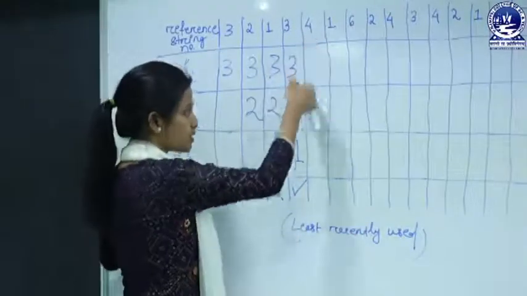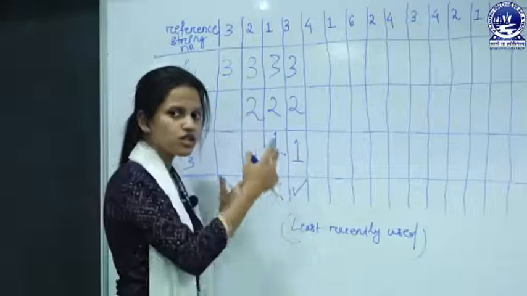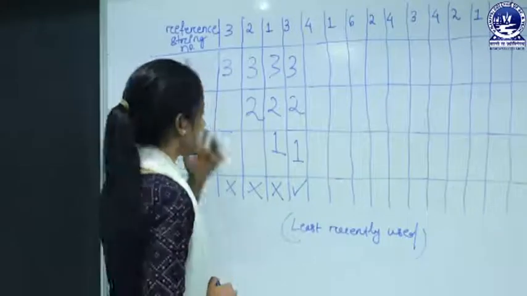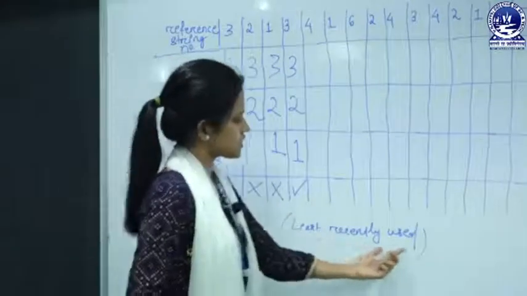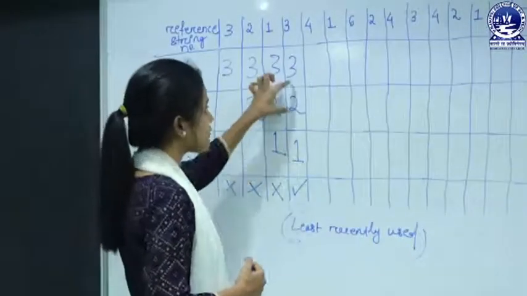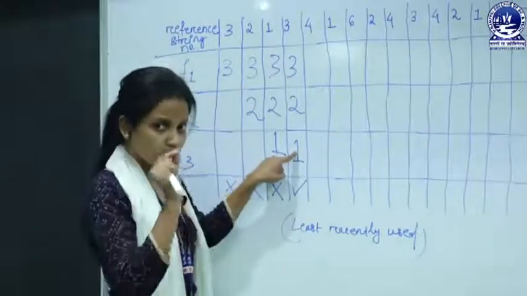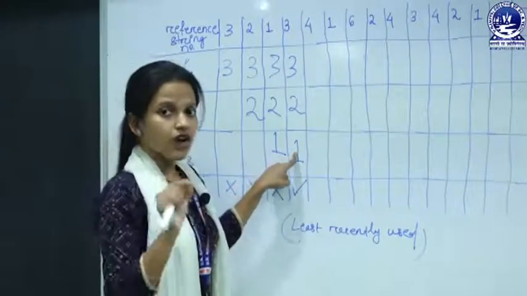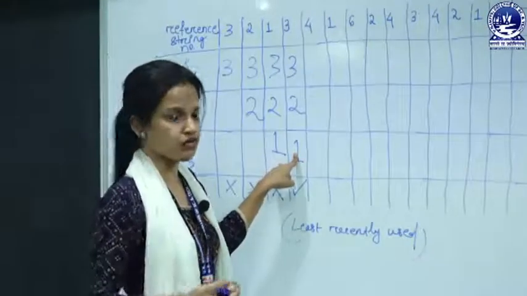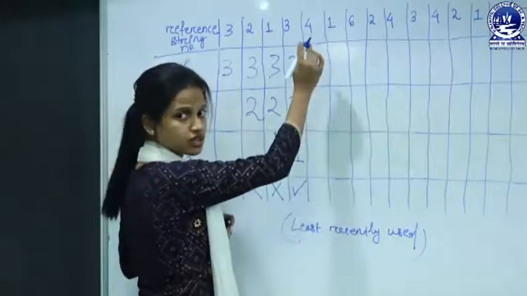4 is going to be swapped into the main memory, so among 3, 2, 1, which is going to be swapped out to the secondary memory? Which is the victim page? As the name suggests, least recently used. We have to see which page among 3, 2 or 1 has not been used for the longest amount of time.